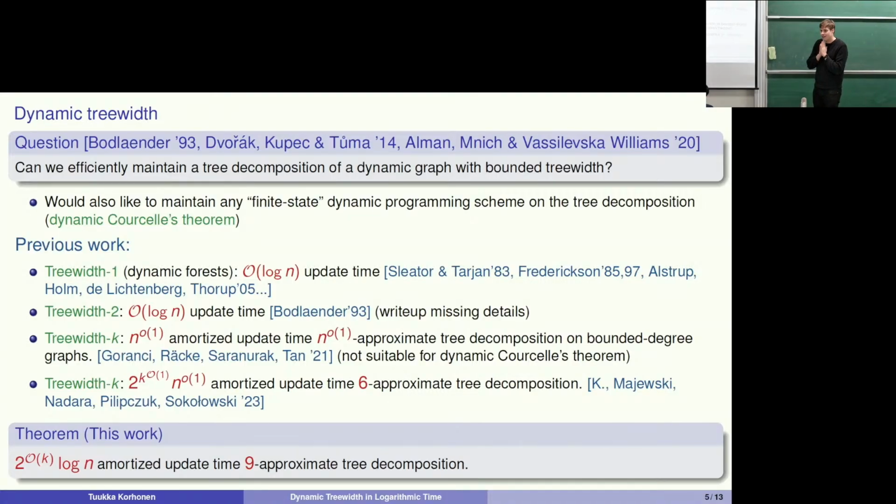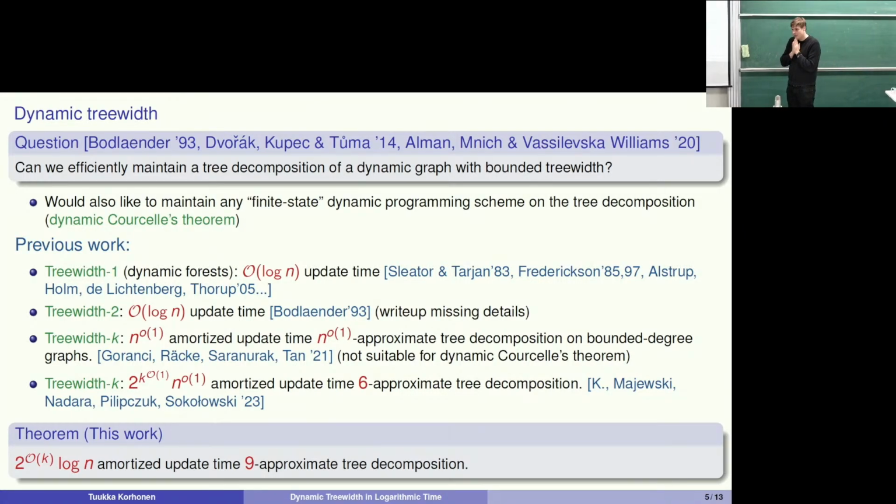So this can somehow be turned into an offline approximation algorithm with running time n log n? Yes, this trivially corresponds to an offline approximation algorithm by just inserting all the edges one by one.